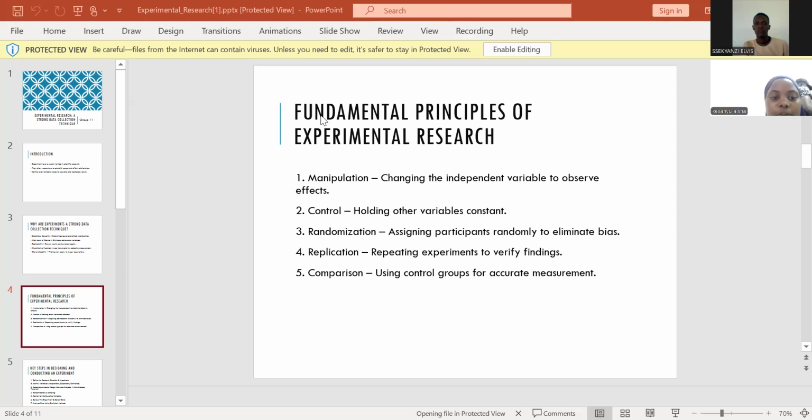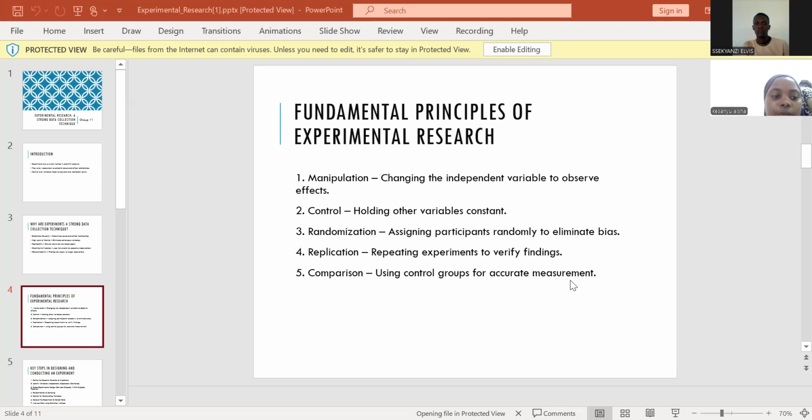When I talk about randomization, participants are assigned to groups randomly to reduce bias. This ensures that the groups are similar and that the results aren't influenced by external factors. For replication, it involves repeating experiments to verify findings, which builds confidence that results are reliable, and not just by chance.